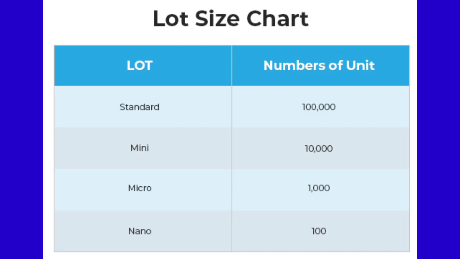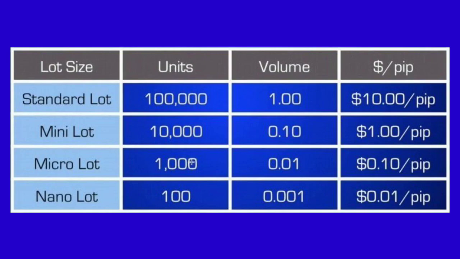The various standardized sizes that we have are the standard lot, the mini lot, the micro lot, and the nano lot. The number of units for the standard lot is 100,000. The number of units for the mini lot is 10,000. The number of units for the micro lot is 1,000. And the number of units for the nano lot is 100. Now, when you look at the area that says volume, you will be seeing 1 for the standard lot, 0.10 for the mini lot, 0.01 for the micro lot, and 0.001 for the nano lot.